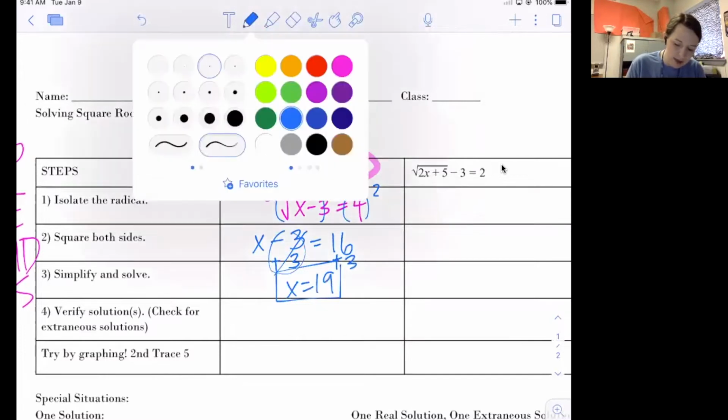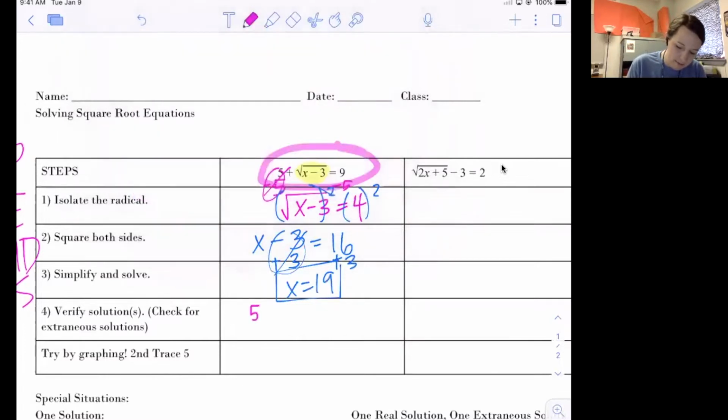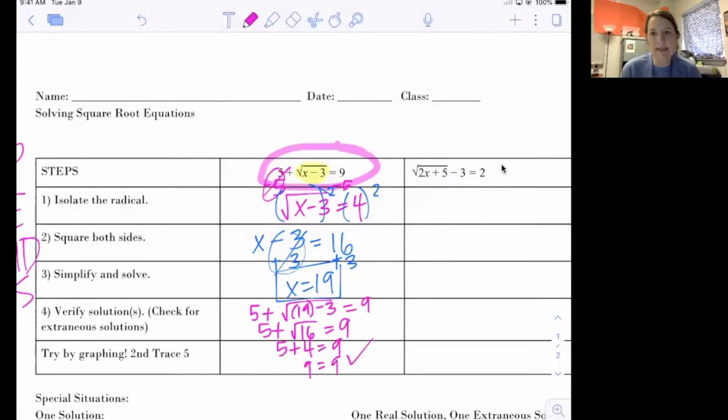So I'm going to plug in, we have 5 plus square root of 19 minus 3 equals 9. So we have 5 plus the square root of 16 equals 9. Square root of 16 is 4, and 5 plus 4 does equal 9. So we get a true statement. Therefore, we know x equals 19 is a real solution. It's something that works when we plug it back in.